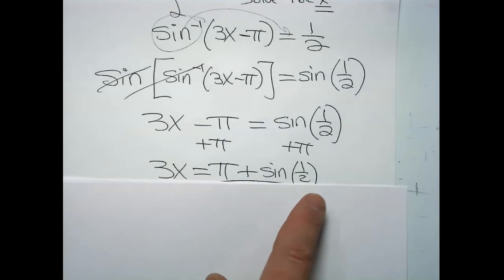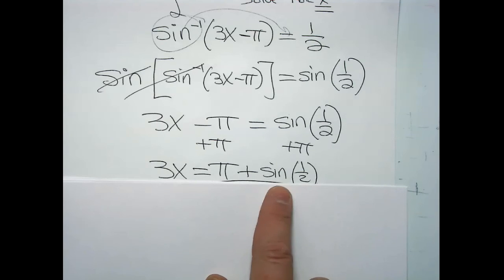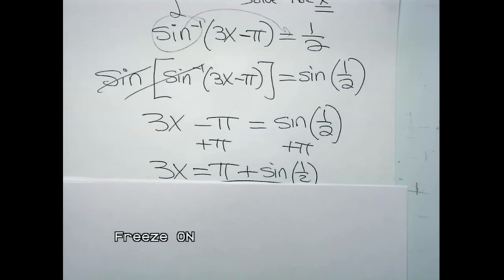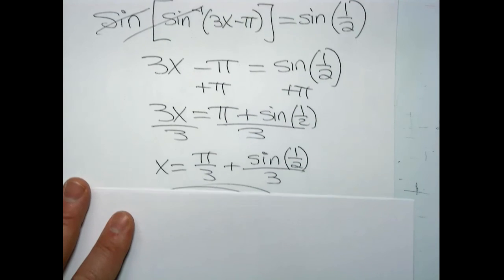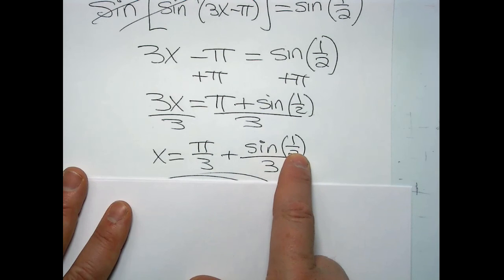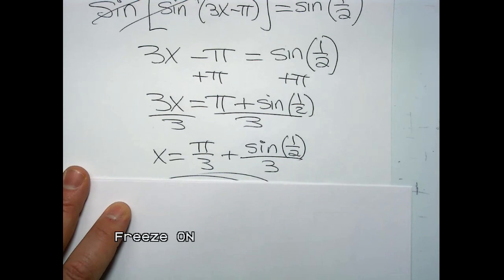It's tricky, though, because it says the sine of a half. I'm a little confused. If it said the inverse sine of a half, I can actually solve that. Inverse sine of a half, what angle would I take the sine of to get a half? That's 30 degrees, pi over 6. But it actually says the sine of a half, so I would leave it just as you see it. That's the sine of a half a radian. Divide both sides by 3, and we can reach our conclusion. X equals pi over 3 plus whatever the sine of a half a radian is divided by 3.